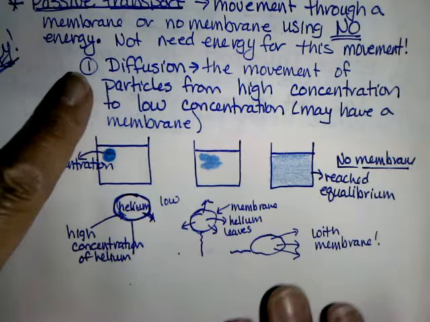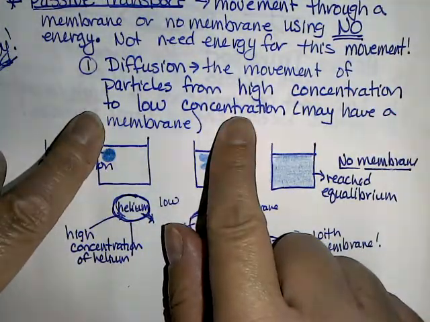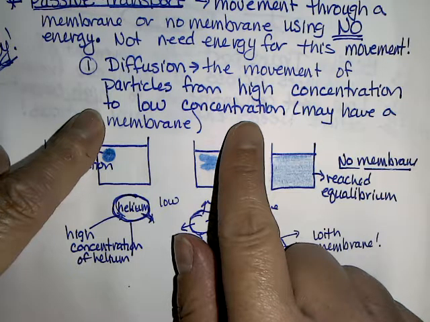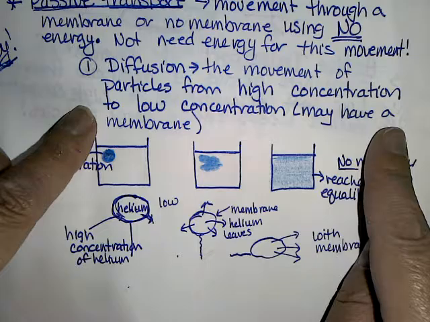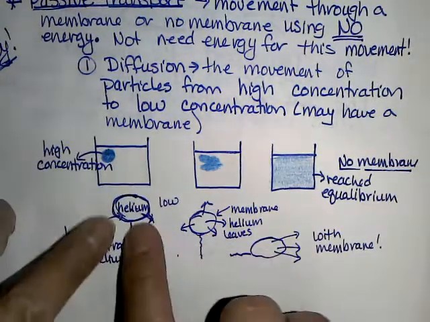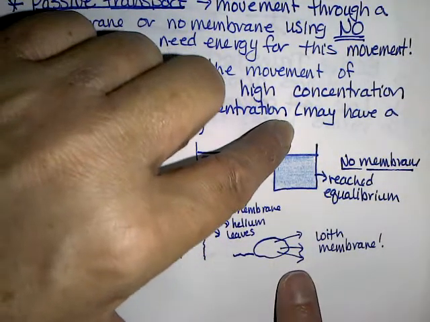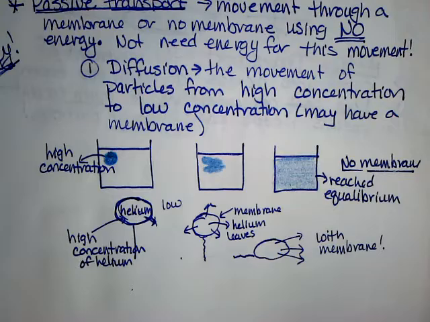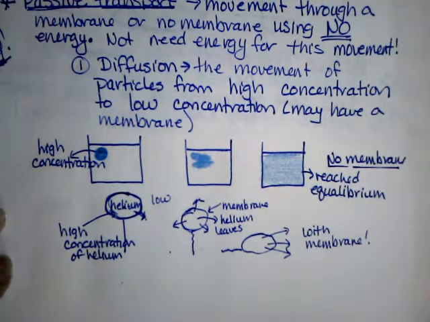Okay? Diffusion. High concentration to low concentration. May or may not have a membrane, but it doesn't really matter because what drives this is going from a high concentration of a substance to a lower concentration of a substance. No energy is required for this to happen.